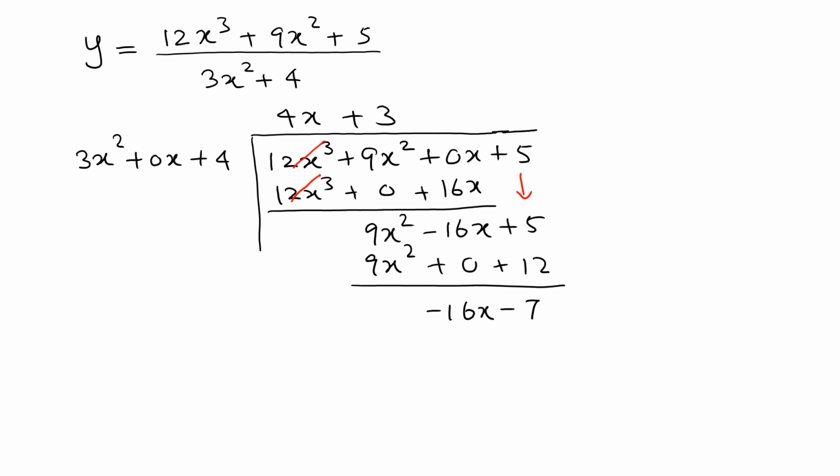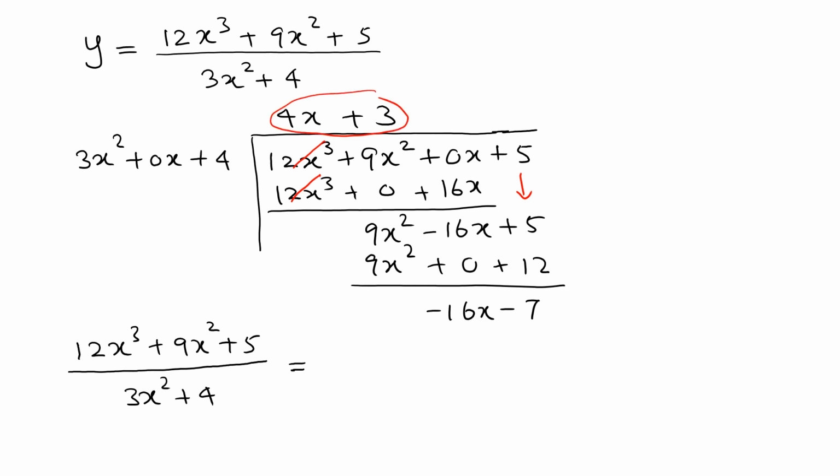Okay, so that's the fraction we get. And then we can write this in standard form like this. We have this equals the quotient, which is 4x plus 3, and in the remainder there's a negative sign, so you can pull the negative sign out and write this as negative, and then 16x plus 7 divided by 3x squared plus 4. So we can write it in this form.